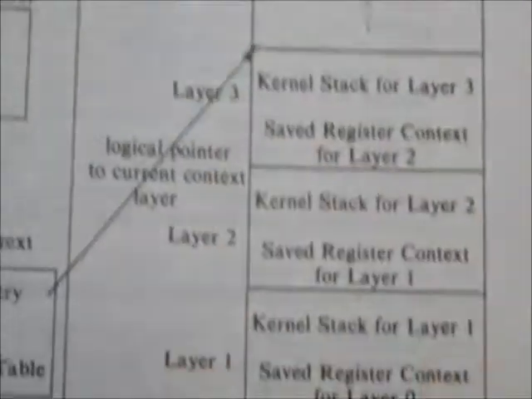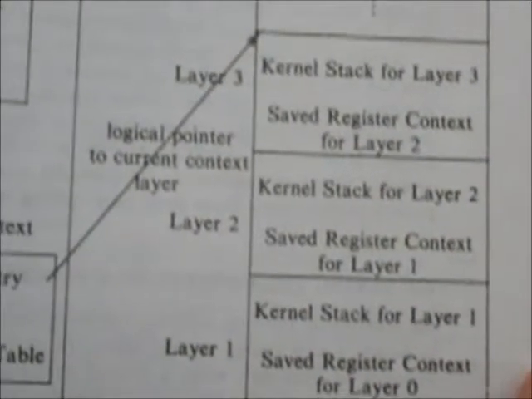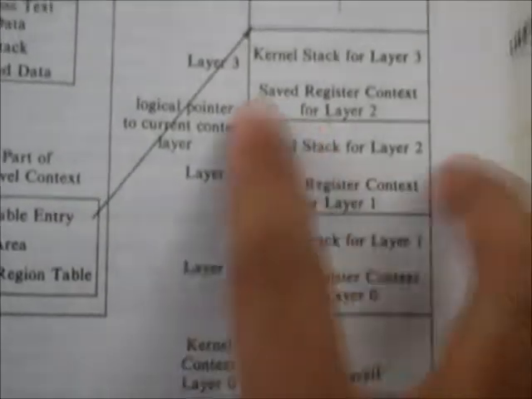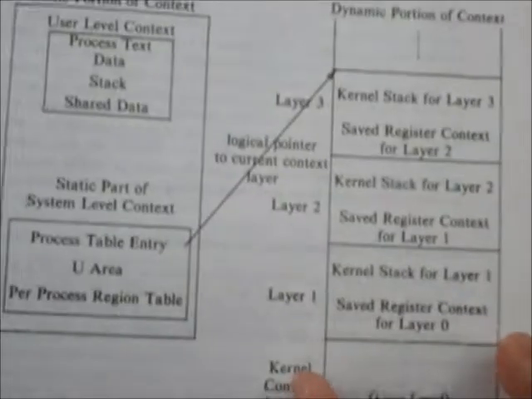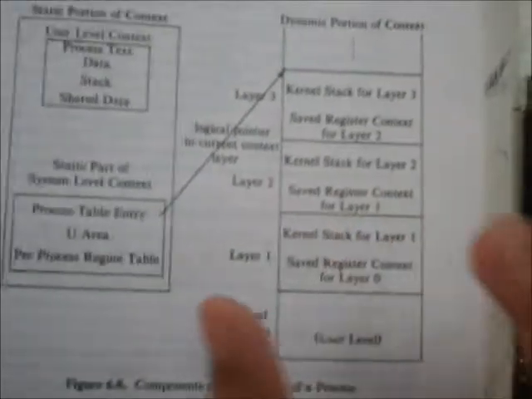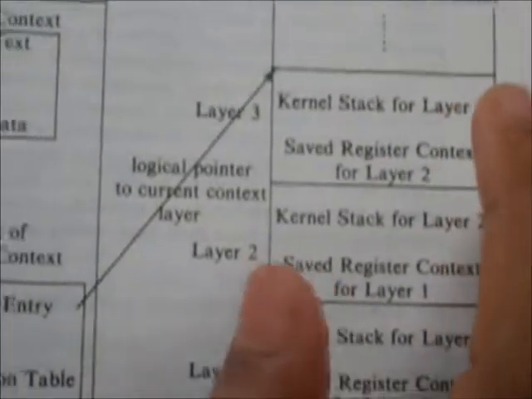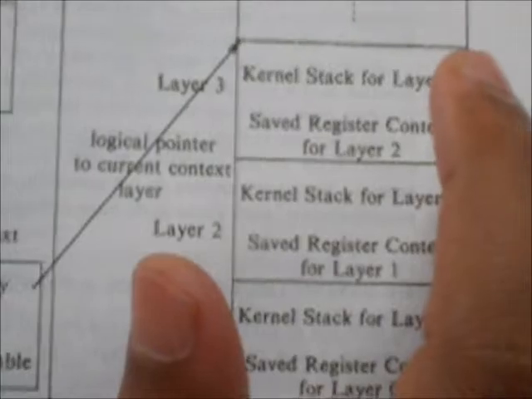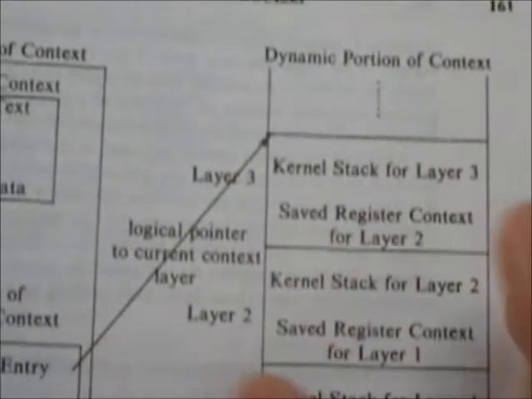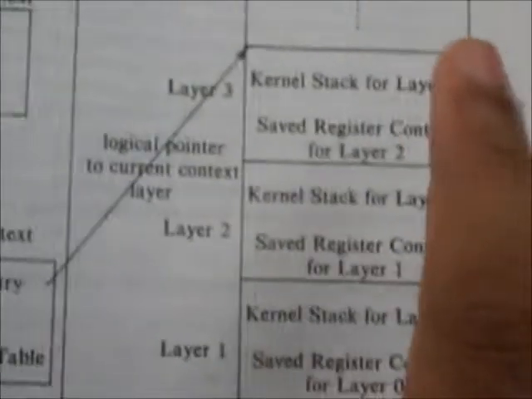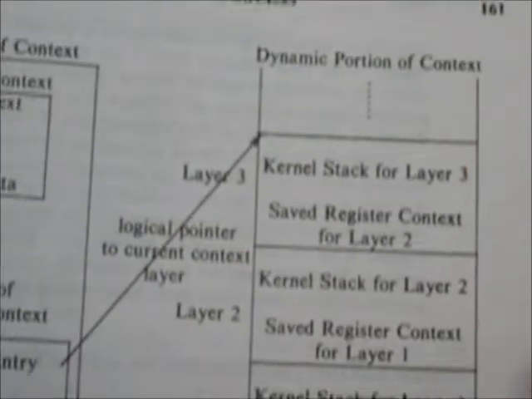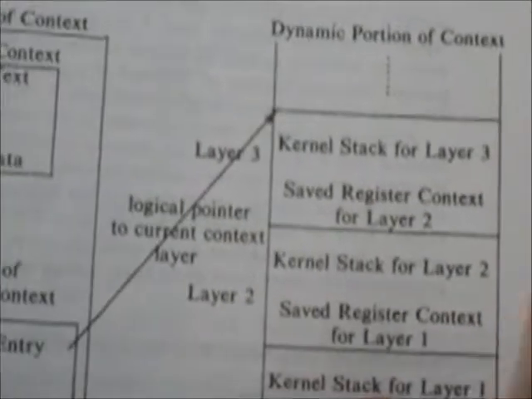And the dynamic part of the system level context of a process consists of a set of layers, as I told you, visualized as a last in first out stack. Each system level layer contains the necessary information to recover the previous layer, including the register context of the previous level. The kernel stack contains the stack frames of kernel procedures as a process executes in kernel mode.